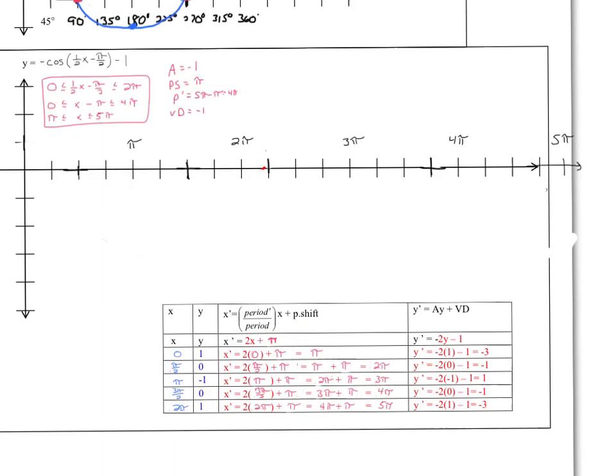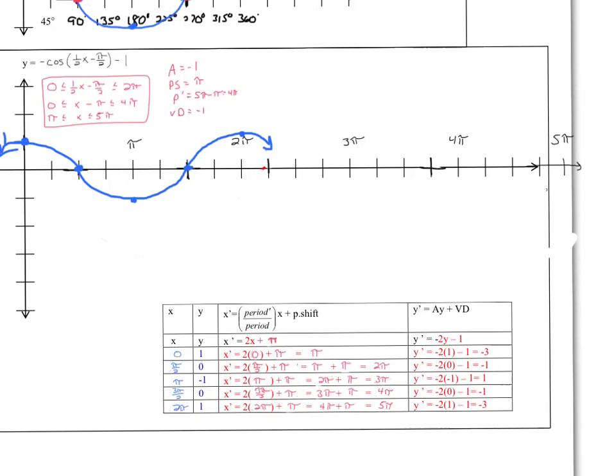Let me graph the parent first. An ordered pair at 0, 1, and then at pi over 2, 0, then at pi, negative 1, 3 pi over 2, 0, and then 2 pi, 1. Knowing what the curve looks like, this is a smooth curve, concave up. This part right here is concave down. This part here is also concave down.